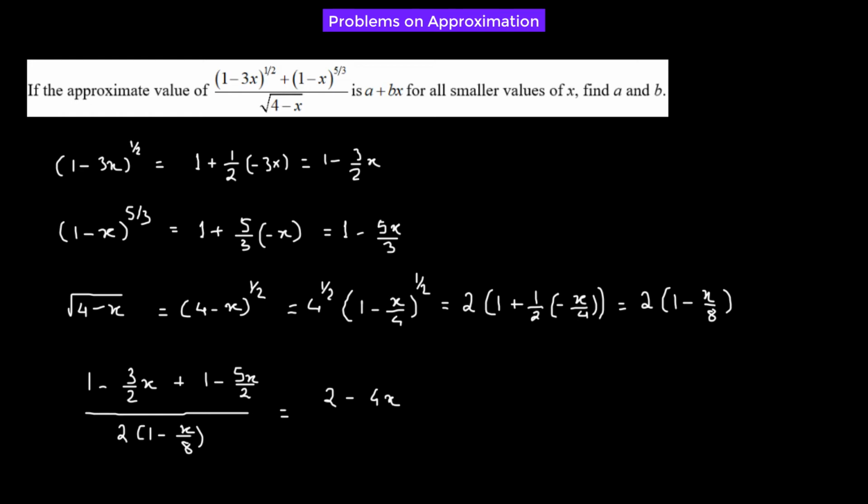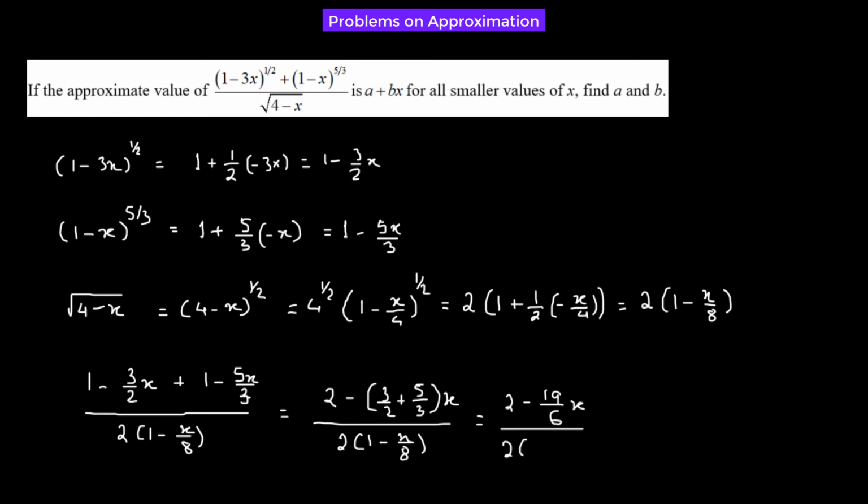Oh, I made a mistake here. So this is 5 over 3. So this is not 4x. So we add 3 over 2 to 5 over 3, multiplied by x, divided by 2 times 1 minus x over 8, and we have 2 minus 19 over 6 x in the numerator, divided by 2 times 1 minus x over 8.